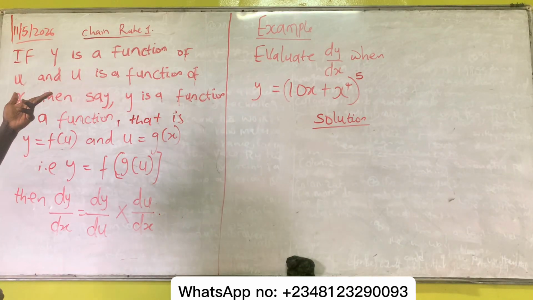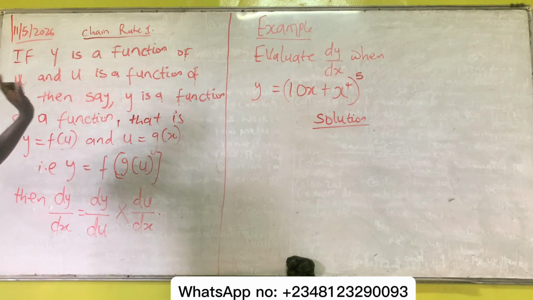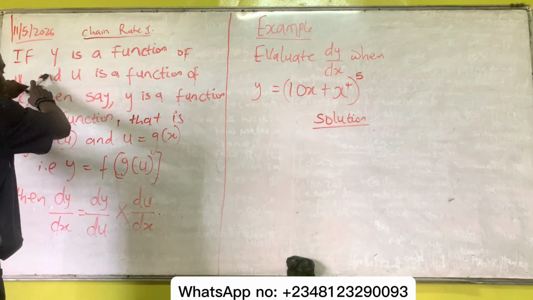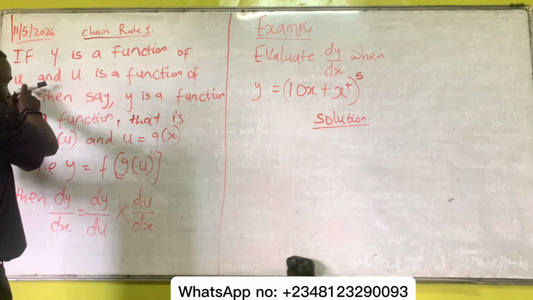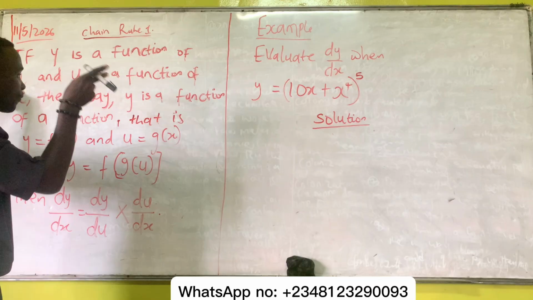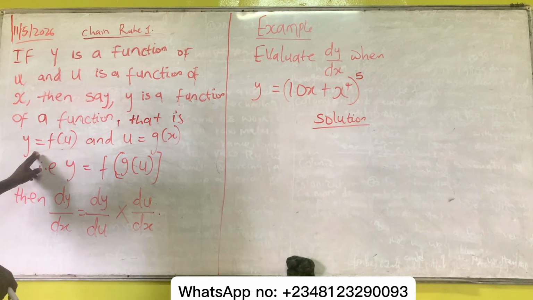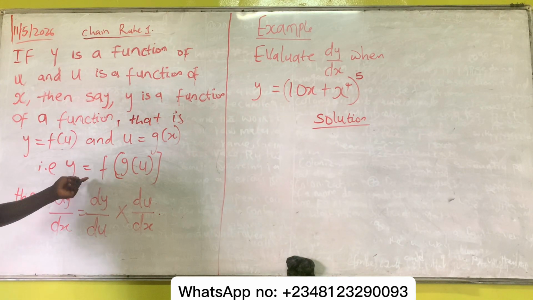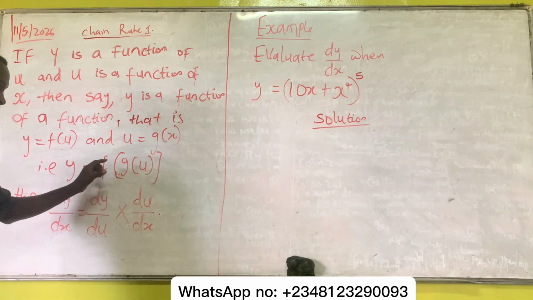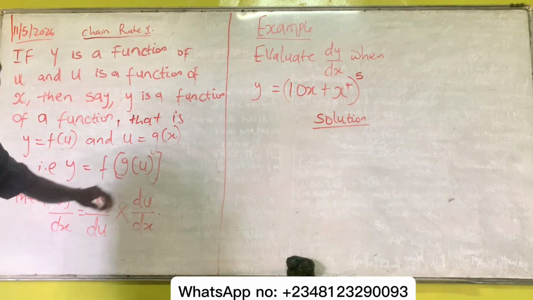If y is a function of u and u is a function of x, then we say y is a function of a function, because we said it's a function of u, and u is a function of what? Another function. That is why we can say that y is a function of u and also of another function, which is of what? Of x. So I'm simply saying that y is a function of this function and then a function of another function, which is this.